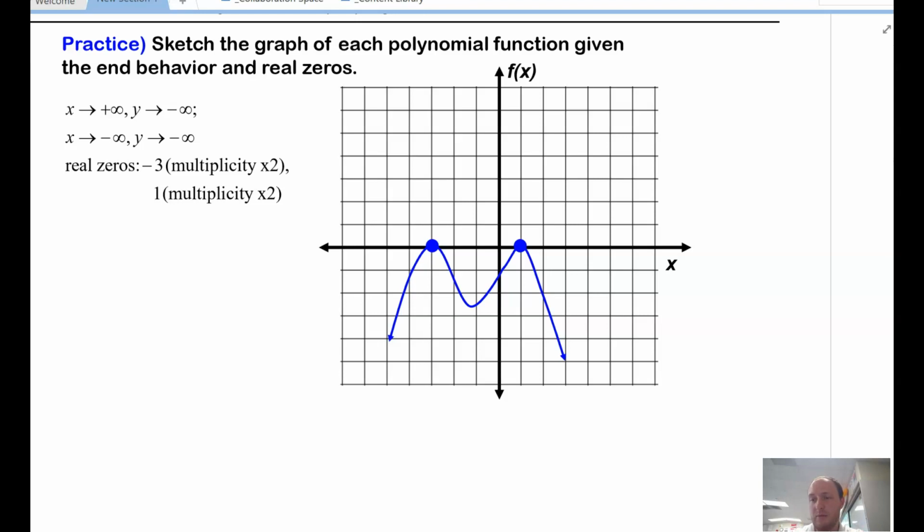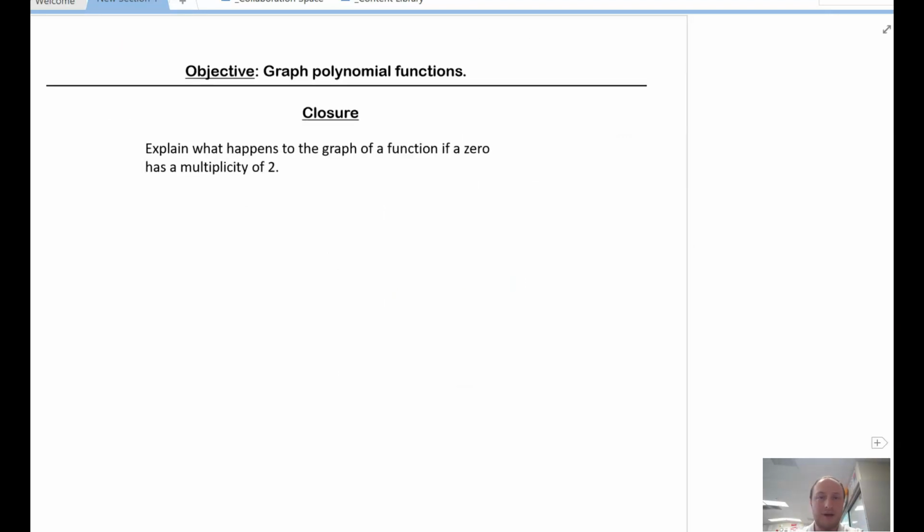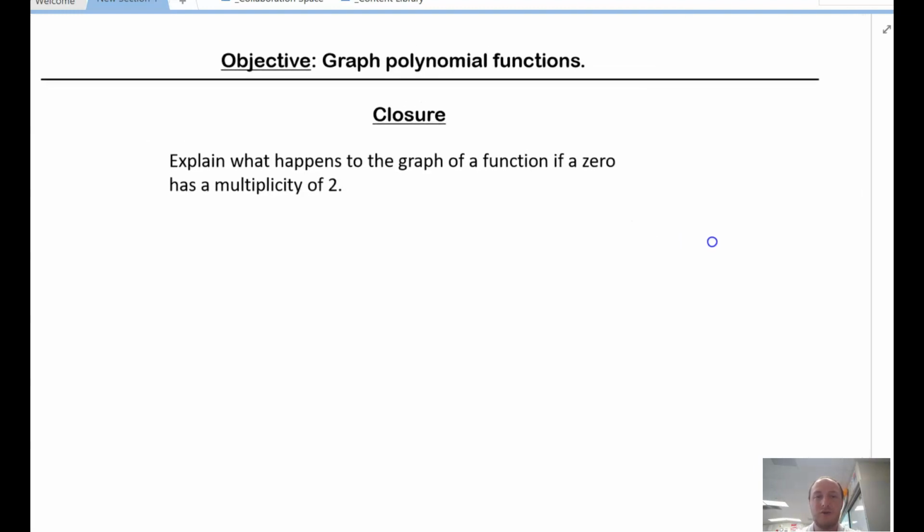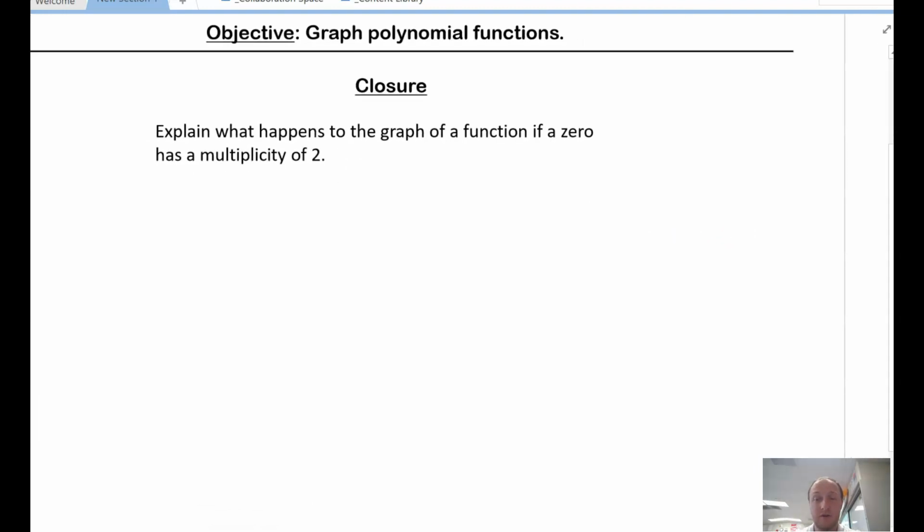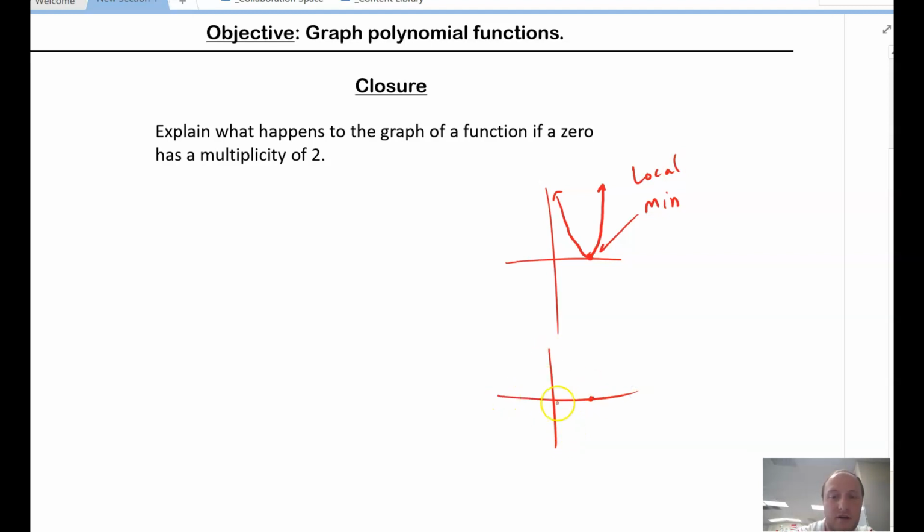Okay, so with that, we have closure, just talking about multiplicity. Again, what happens if we have multiplicity of a zero? Well, it's going to create a maximum or a minimum. So if I have a zero here, here's my function, and I have multiplicity, I just touch it and I head back the same way. So this would be the case where we create what's called a local min. In this case, it looks like an absolute min. Or you could have the case where it could be a local max.